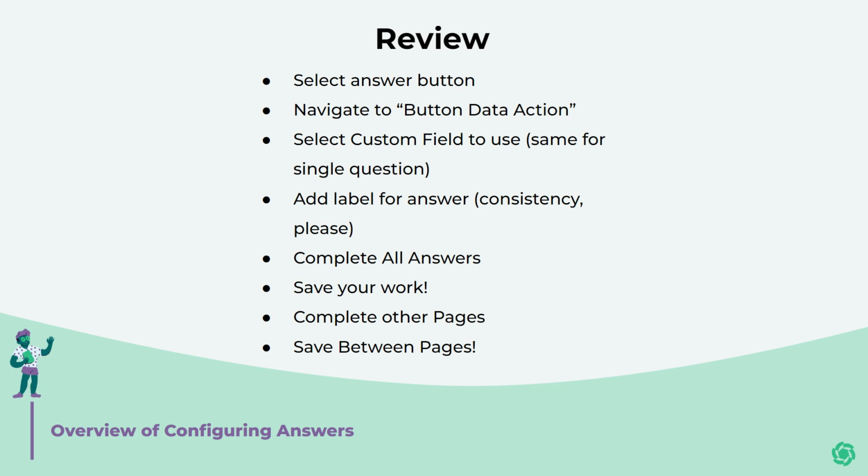To review, you want to select the button that you want to configure, navigate to the Button Data Action section, select the custom field you want to use, and add a label. Please name them consistently. Complete all your answers and save your work.